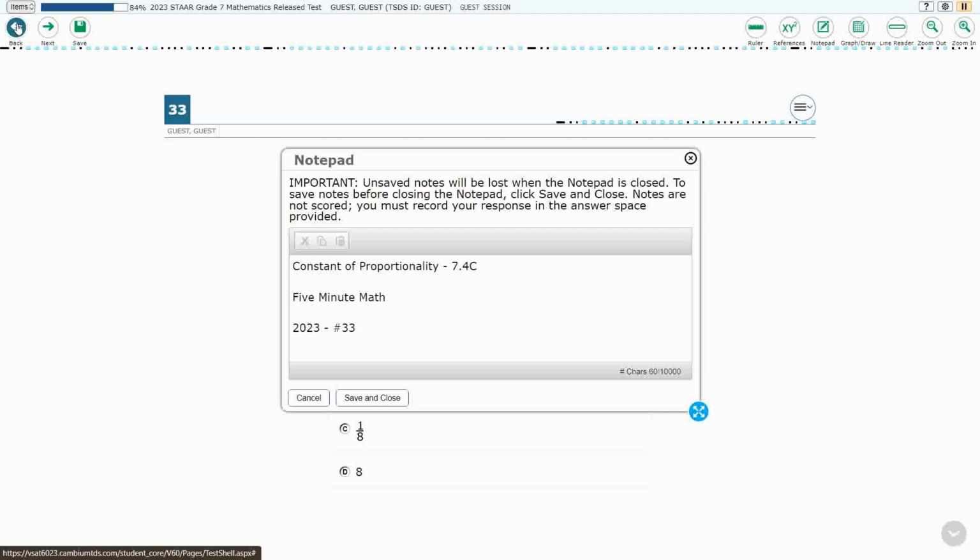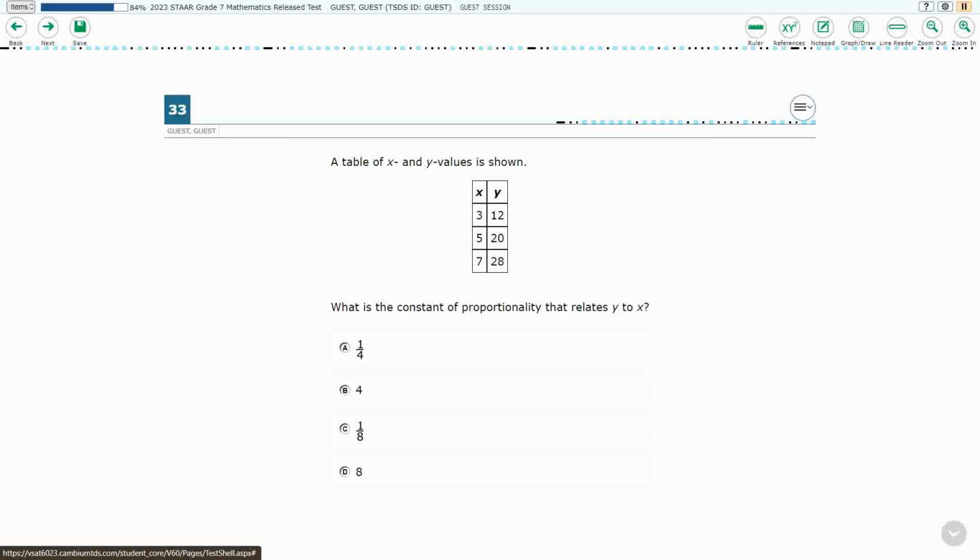Today we are looking at the 7th grade concept of constant of proportionality. This is standard 7.4C in the great state of Texas, and we are using item number 33 of the 2023 released STAAR test. If you haven't done so already, please take a moment to pause the video, work this problem out on your own, unpause it, and we will look at our answers together.